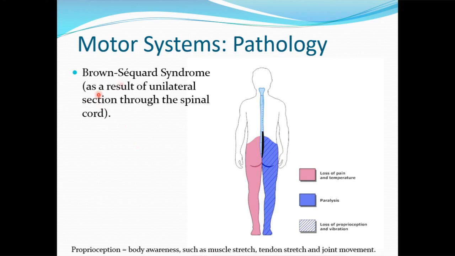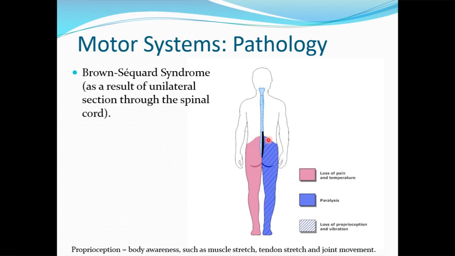Then we have an interesting one, Brown-Séquard syndrome. You don't pronounce it like that. I actually looked it up to see how you pronounce it. It's very French, and I can't pronounce it. So I'm just going to call it the Brown-Séquard syndrome. Very interestingly, it happens as a result of a unilateral section through the spinal cord. So unilateral, only one side of the spinal cord is damaged.